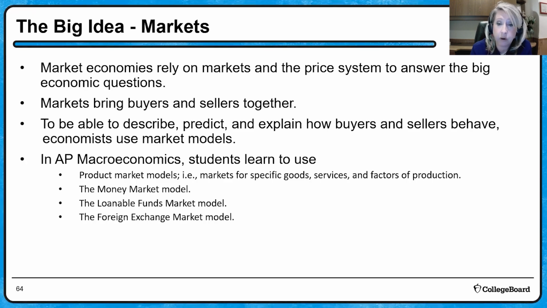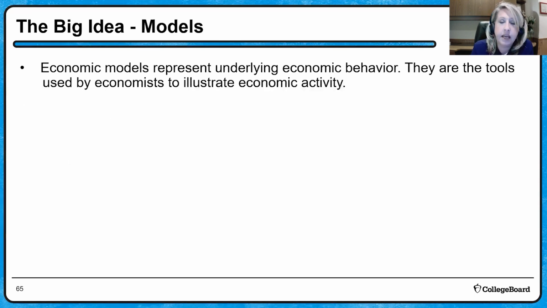In AP Macro, students want to be able to use the market for a specific good or service, the money market, the loanable funds market, and the foreign exchange market to describe the behavior of buyers and sellers in different contexts. The models, right? Market models are one type of model that we learn how to use in this course. Models in general represent underlying economic behavior, and they're, again, tools used by economists.